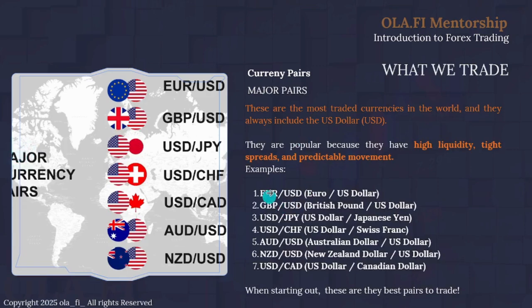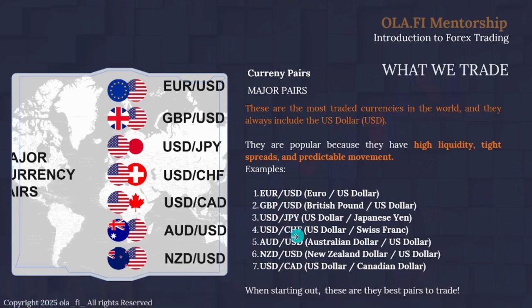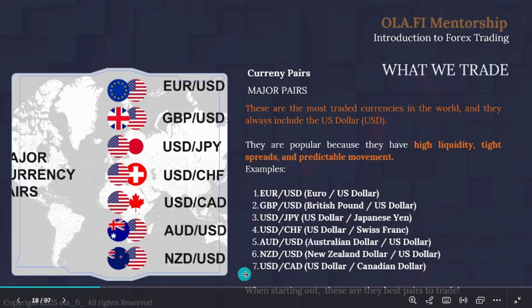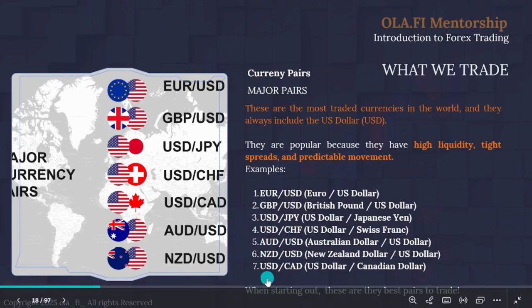The major is when you pair the seven big economies of the world with the dollar, which are the Eurozone, pound, Japanese yen, CHF, Australian dollar, New Zealand dollar, and the Canadian dollar. If you observe, the way they are written is quite different. So you have Euro USD, Pound USD, USD JPY, USD CHF, AUD USD, NZD USD, and USD CAD.